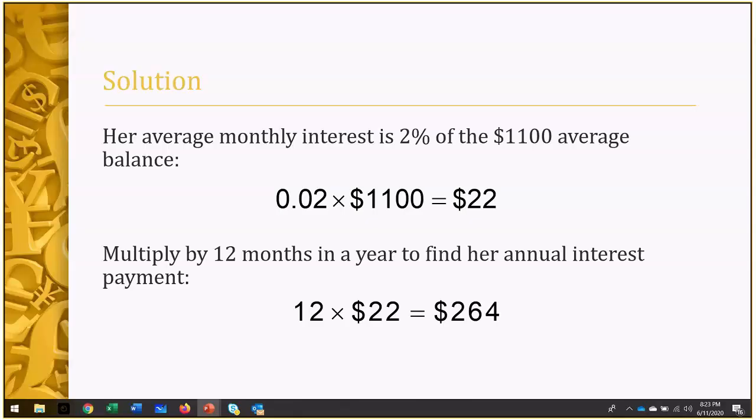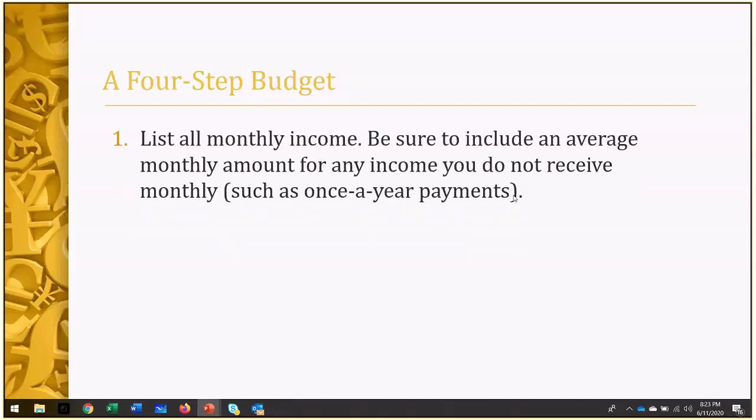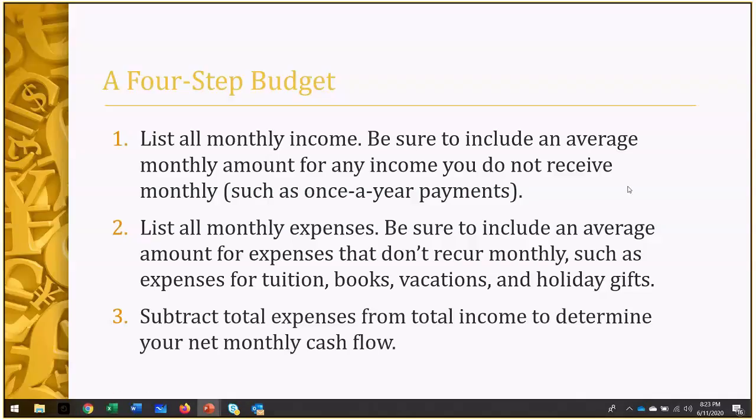Okay, so let's look at the next thing. In your portfolio project that is going to be coming up soon, once we're done with everything in this chapter, you are going to be required to make a budget. I have a budget template that you can use, or you can create your own. If you do not already have a budget and don't use a budget of your own, here are the most basic steps for creating a budget. You want to list all of your monthly income, so everything that you bring in.